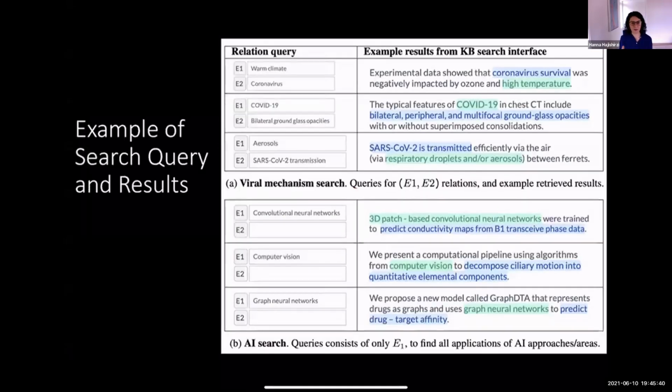These are some samples that I also talked about during this part of the talk. Definitely encourage you to go to our demo and even type your own queries here. Some examples, again, warm climate and coronavirus, COVID-19, and ground glass opacities, and so on.